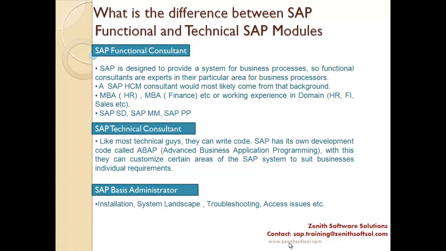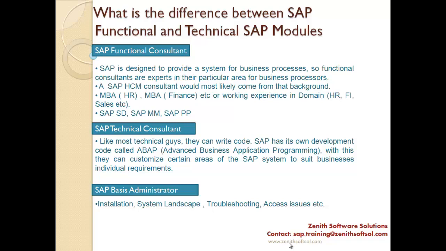Now, what is the difference between SAP functional and technical SAP modules? So let's see about the functional. So what is SAP functional? It means a SAP person who is working in a functional department, meaning that it could be human resource department, it could be finance department. So these are the functional. Basically, they will need to have a domain knowledge of the business processes. These functional consultants need not have the programming knowledge because they are more expertise in the business processes, the domains, how each end-to-end process works.